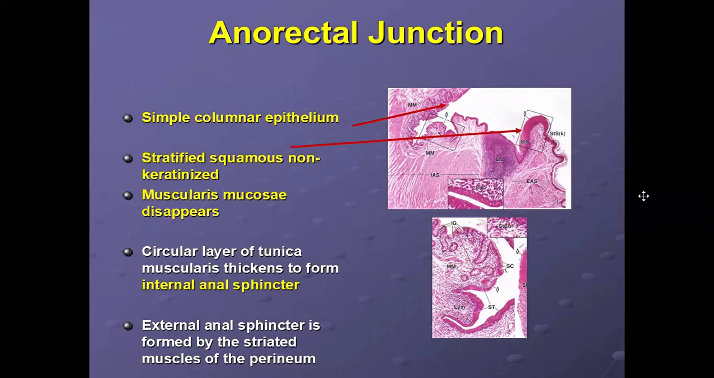The tunica muscularis has an inner circular and outer longitudinal layer. The circular layer of tunica muscularis thickens to form the internal anal sphincter. Now, the external anal sphincter is formed by the striated muscles of the perineum. Striated muscles, you know that from your anatomy.